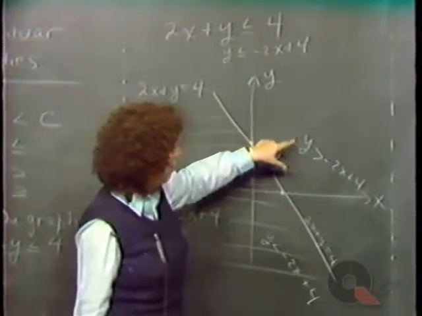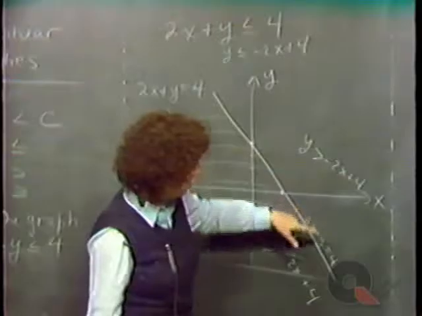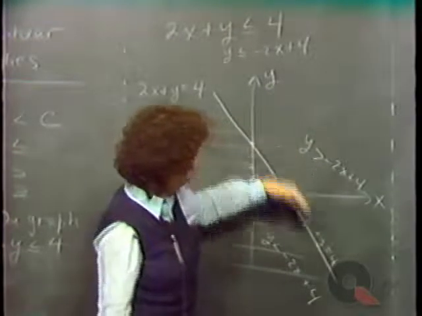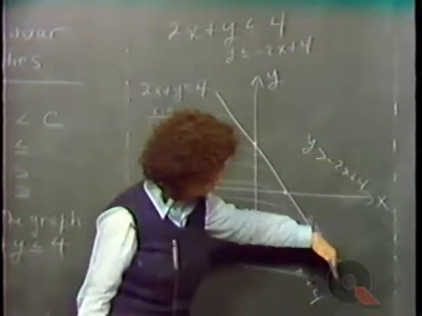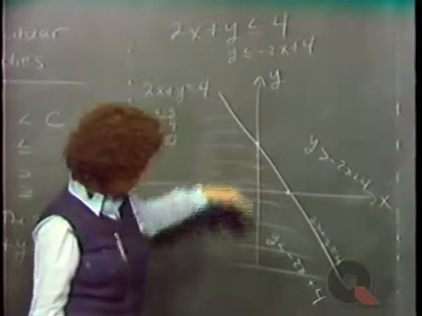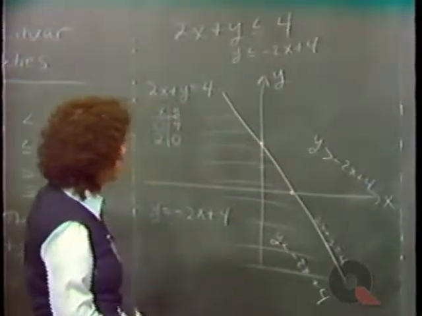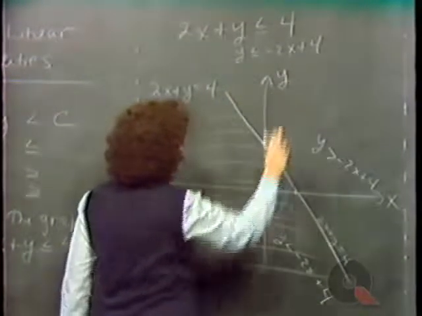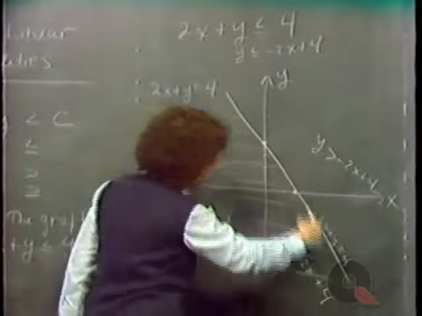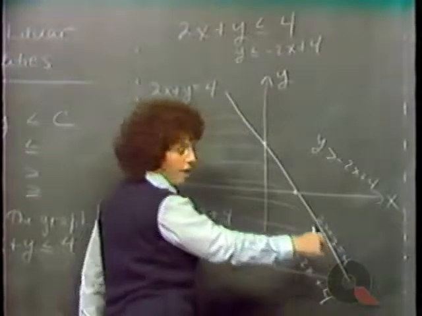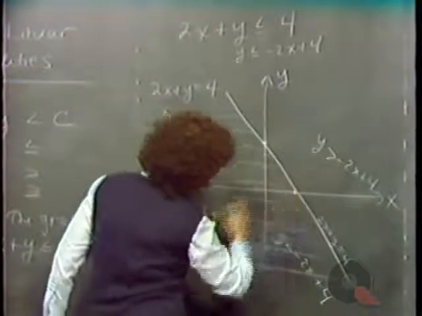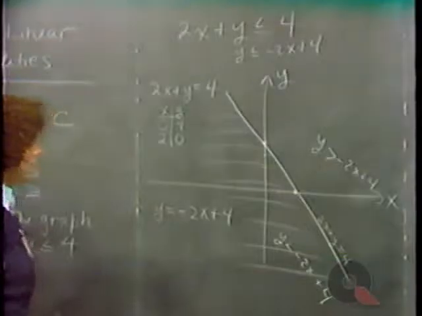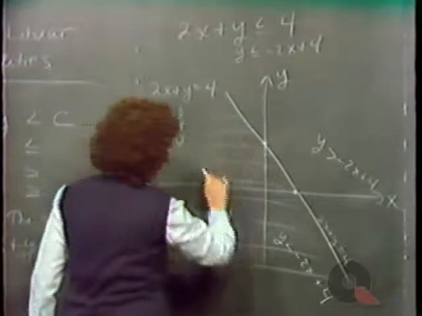Okay? This is y is greater than minus 2x plus 4 because the points here have the property that the y value is greater than the y value of the line, so they're above the line. Here we have y equals minus 2x plus 4, the line, and then underneath y is less than minus 2x plus 4. So if we're interested in y is less than or equal to minus 2x plus 4, that means we want the line indicated by the heavy line rather than a dotted line, and all the points underneath. So we have shaded in the solution set.